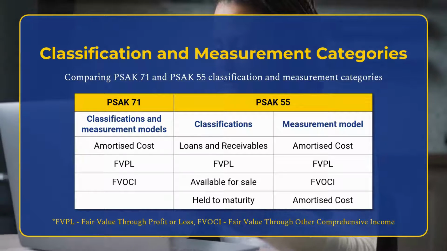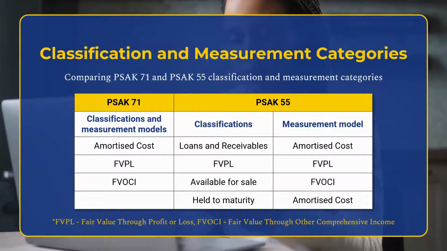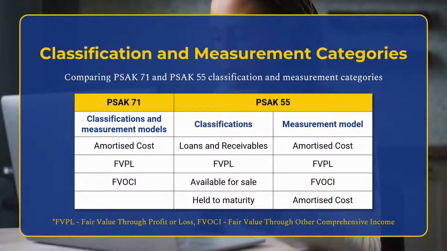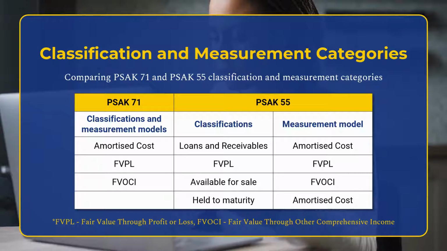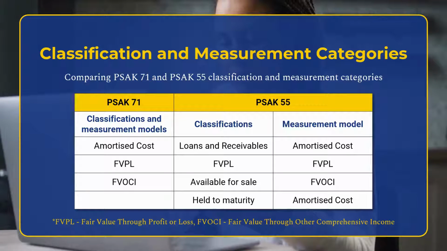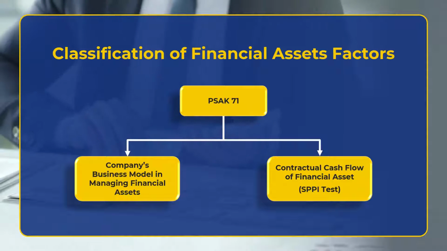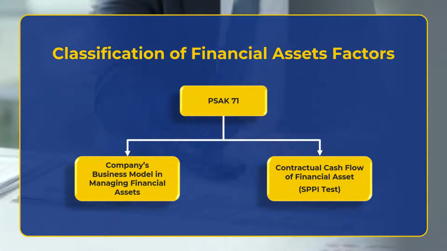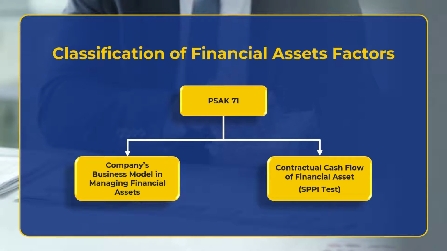But under PSAK 71, the basis on which assets are measured is the way they are classified. There are financial assets measured at amortized cost, fair value through profit or loss, and fair value through other comprehensive income. And to classify its financial assets based on PSAK 71, the company uses two methods, which are based on the company's business model in managing the financial assets and the contractual cash flow of the financial assets using the solely payment of principal and interest test. Let's understand each one.